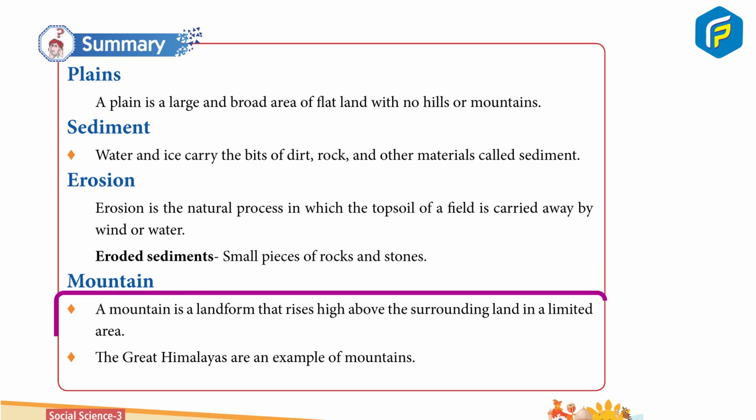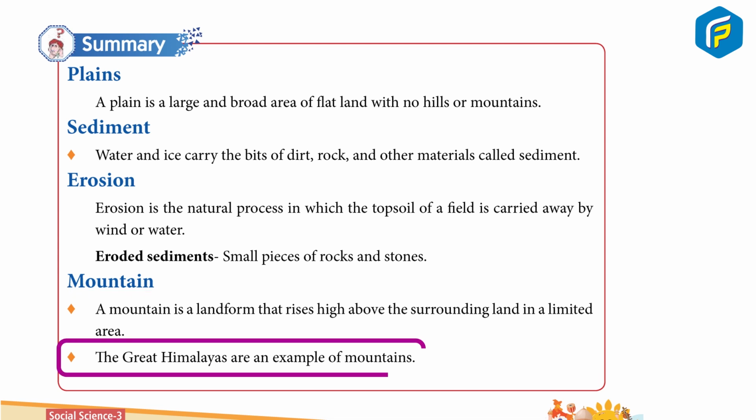Mountain. A mountain is a landform that rises high above the surrounding land in a limited area. The Great Himalayas are an example of mountains.